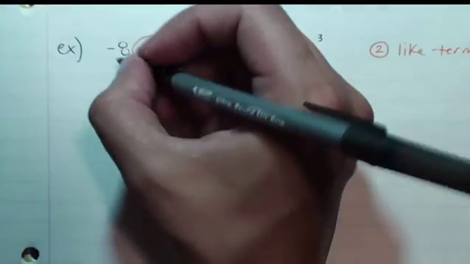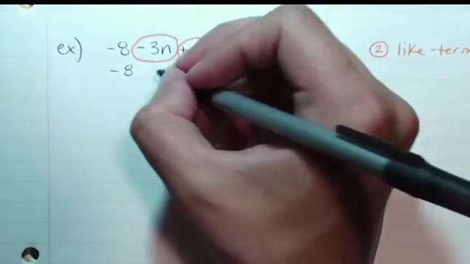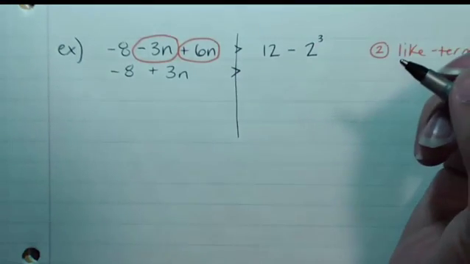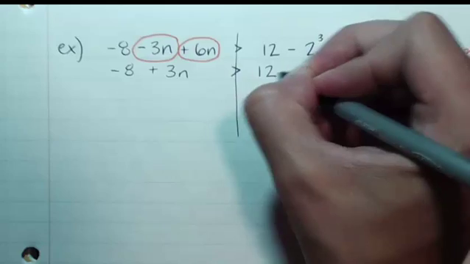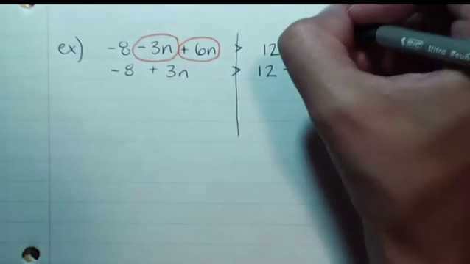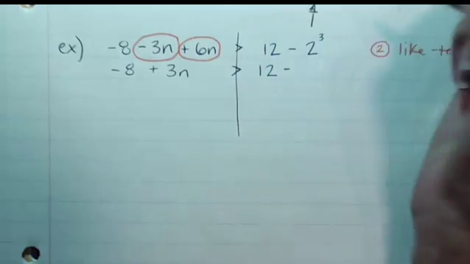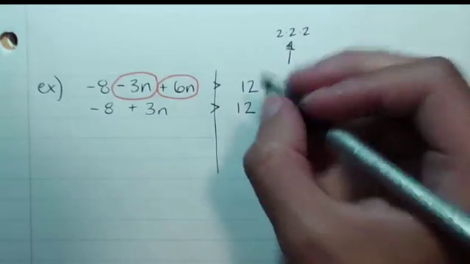I'm going to go ahead and rewrite what I have. Negative 8 just falls down. Negative 3n plus 6n is a positive 3n. Still a greater than sign. Now I can simplify this right here. What's 2 cubed? This really means 2 times 2 times 2. So 2 times 2 is 4. 4 times 2 is 8.